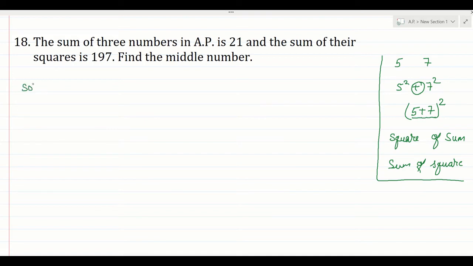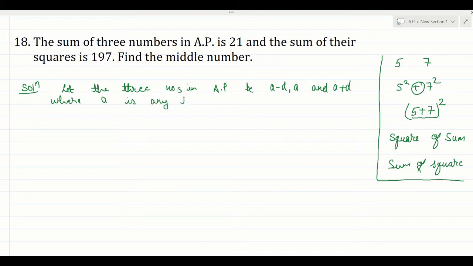Again, it has said three terms. So let the three numbers in AP be A minus D, A and A plus D, where A is first term. Is it? No. Where A is any term and D is common difference.